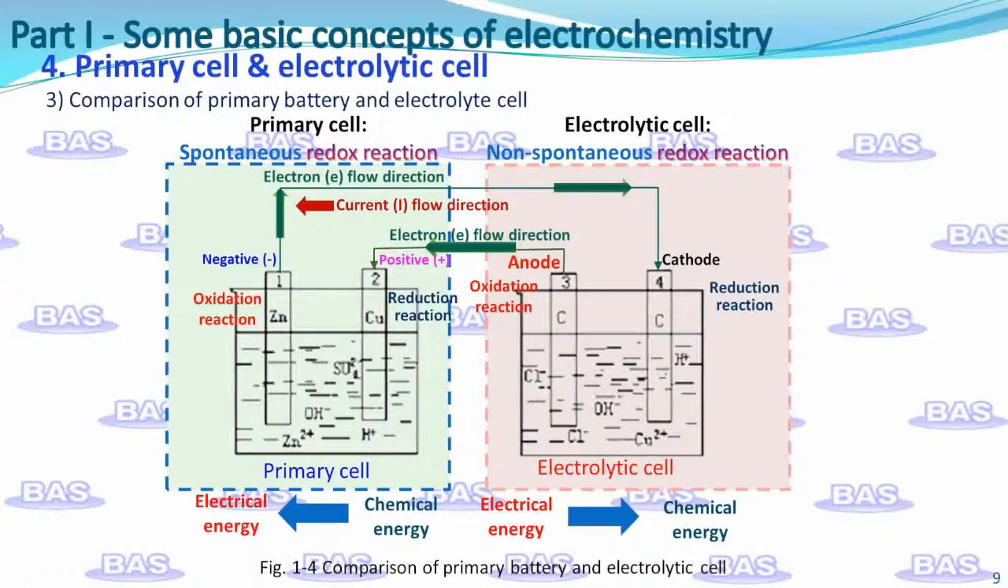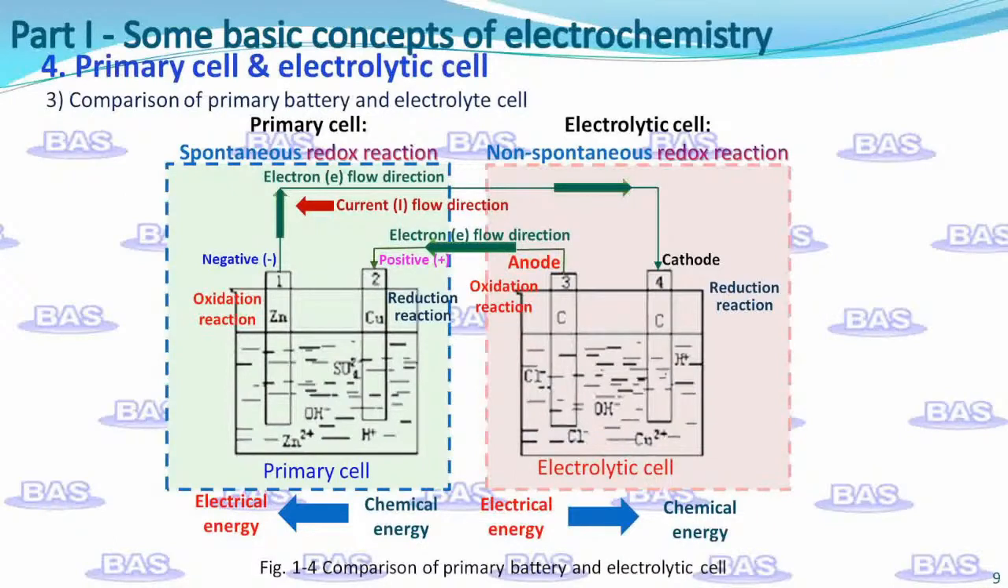In a primary cell, oxidation occurs at the negative electrode and reduction at the positive electrode, and spontaneous oxidation-reduction reactions occur through the difference in electrode potential between the two electrode materials. In an electrolytic cell, reduction occurs at the cathode and oxidation at the anode, and a non-spontaneous oxidation-reduction reaction is forced at each electrode by using an external power source.